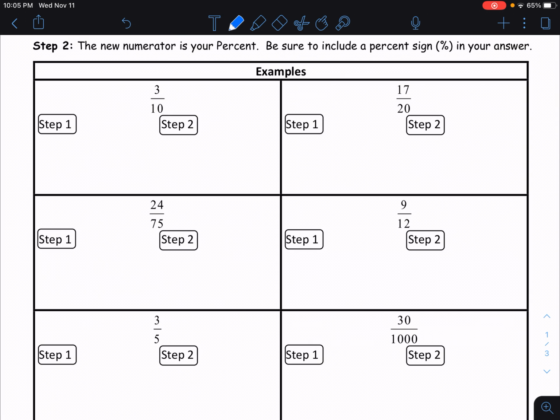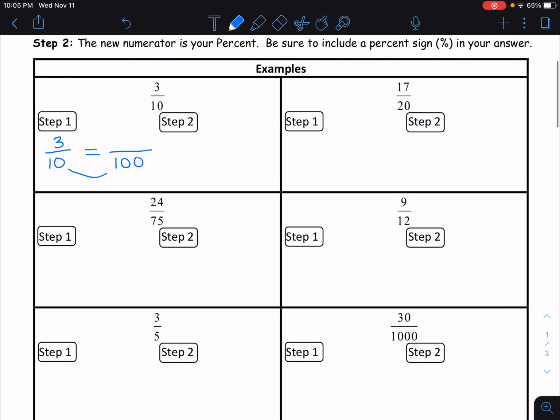So in step 1, I'm going to look at 3 over 10, and I'm going to say, how do I get it to a denominator of 100? Well, in this one, I'm going to do one step, and I'm going to scale forward. 10 times 10 is 100. So I'm going to do times 10 on top. 3 times 10 is 30.